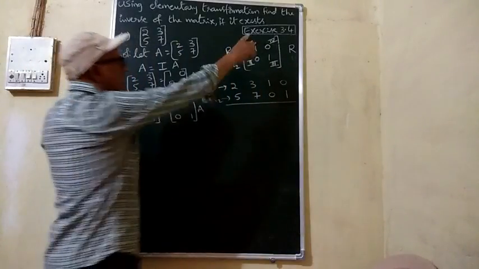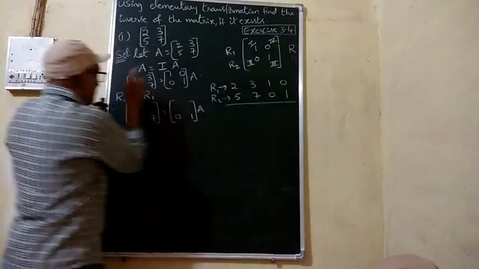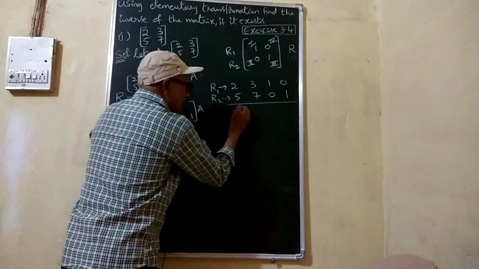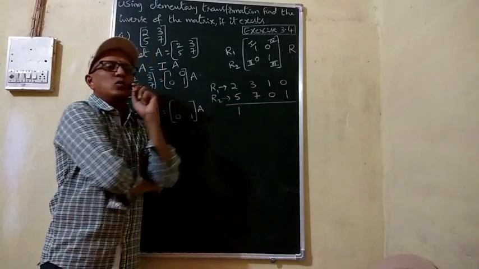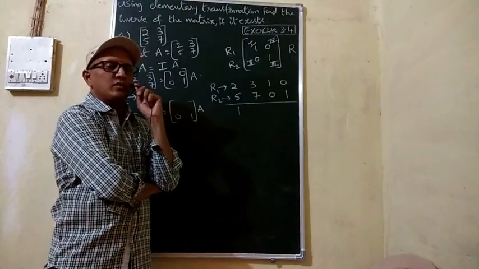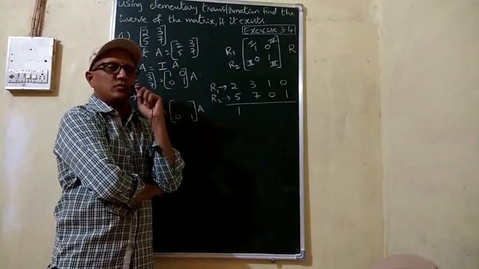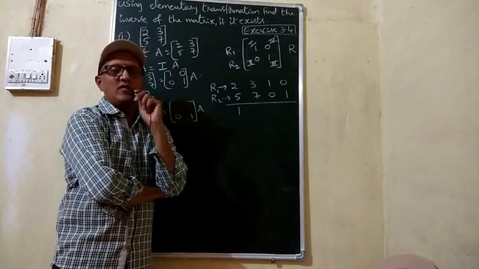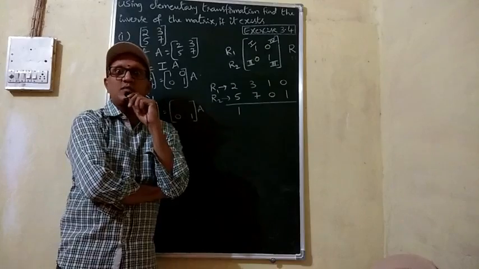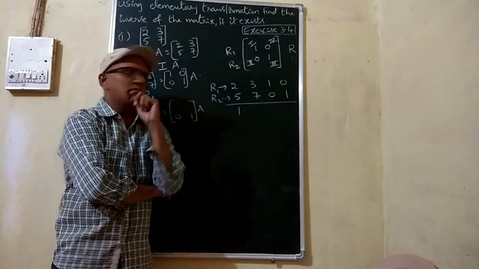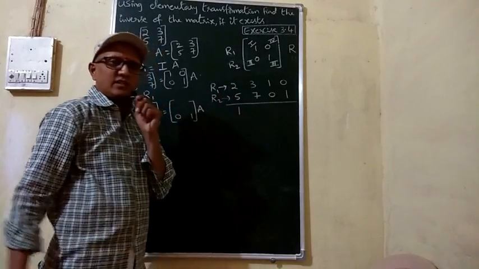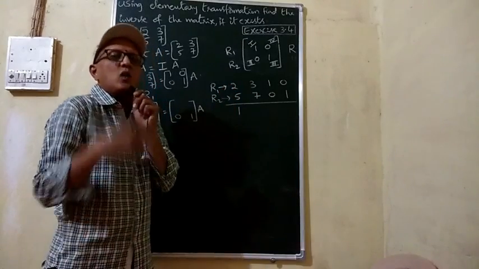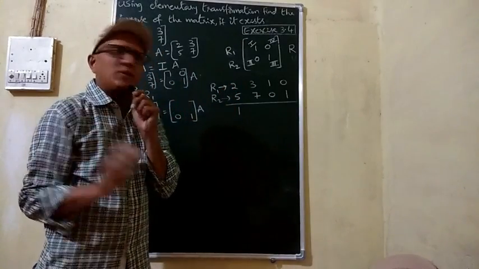What we want? We want 1. In which place we want 1? In place of 2 we want 1. How to get 1 there? 2 minus 5, 1? No. 2 plus 5, 1? No. 6 minus 5 equal to 1. Right? Correct? So in this place we need 6. How to get 6? Just multiply with 3.